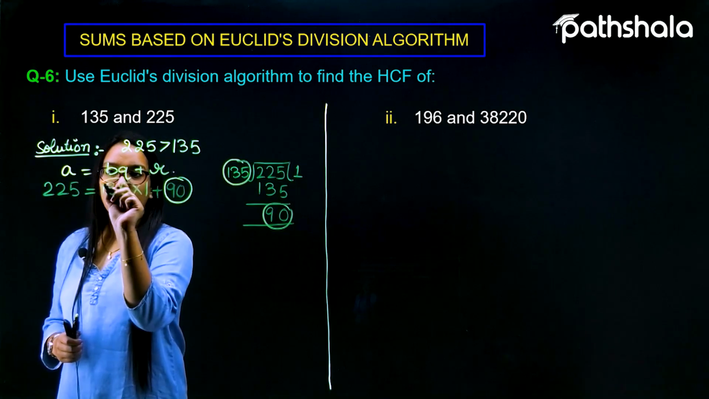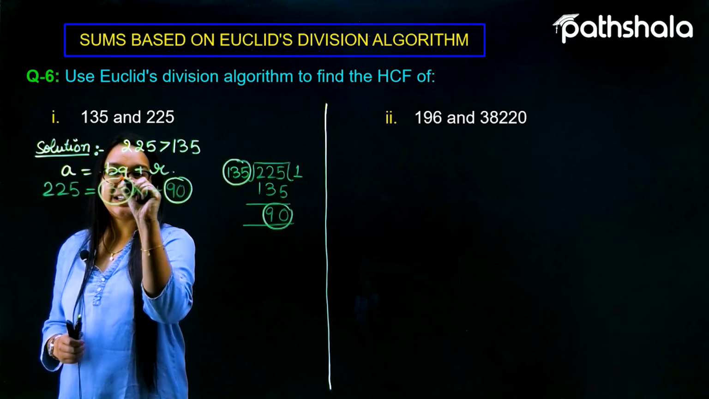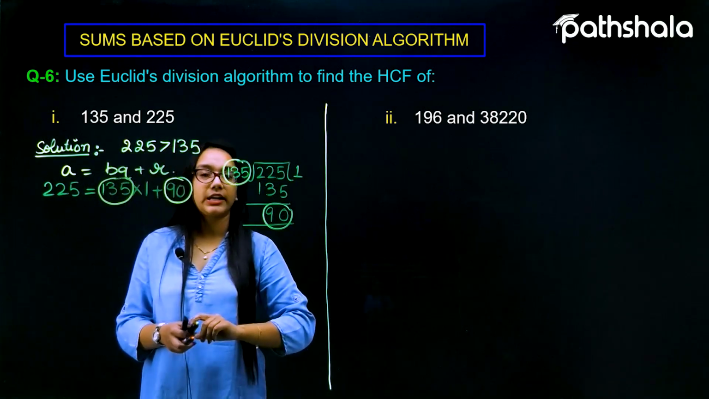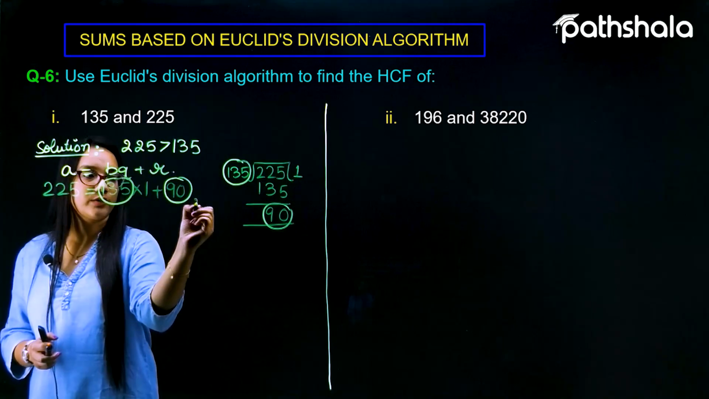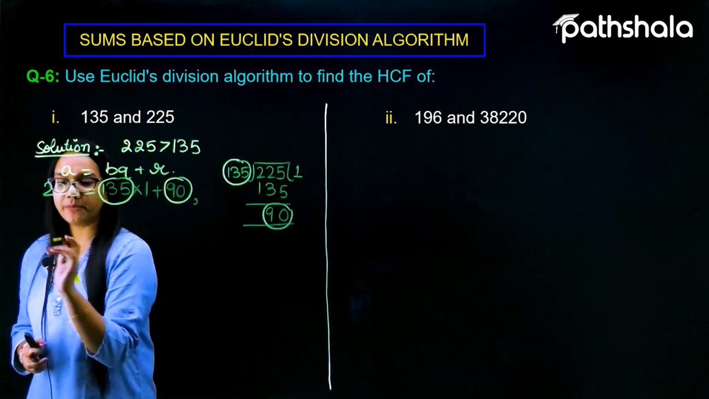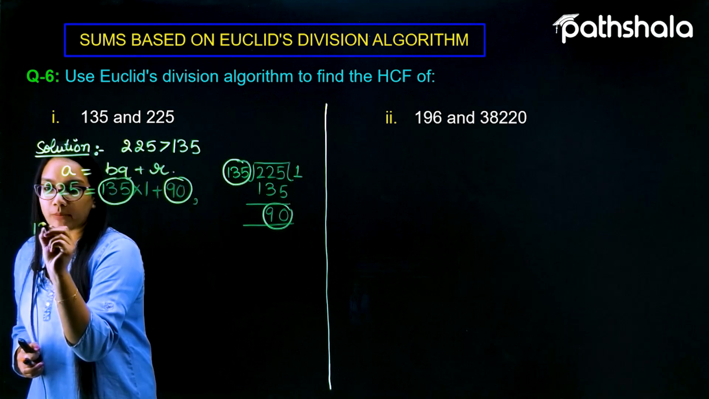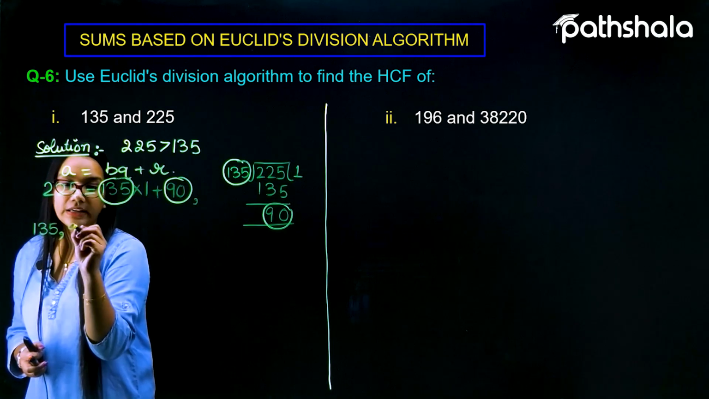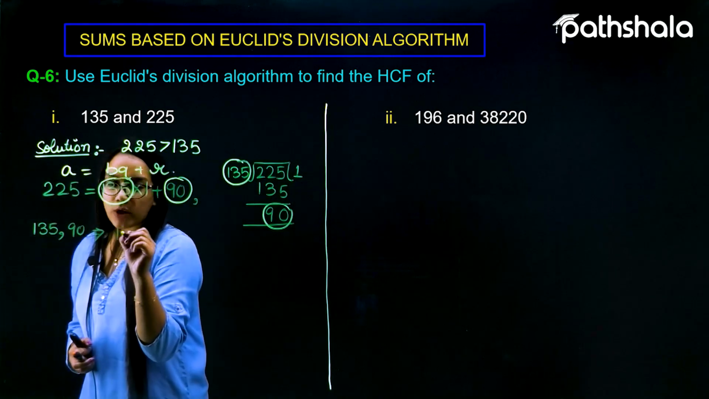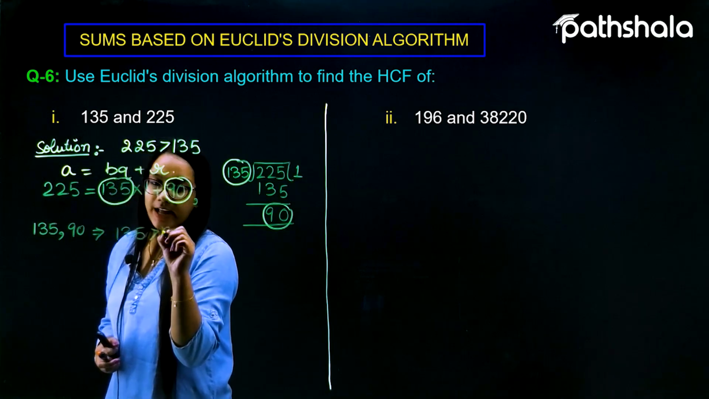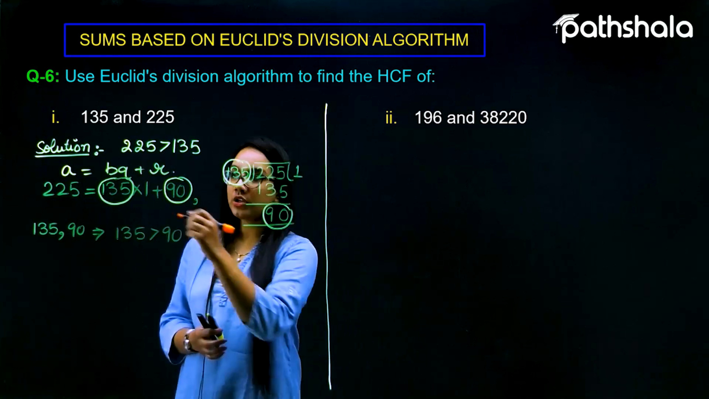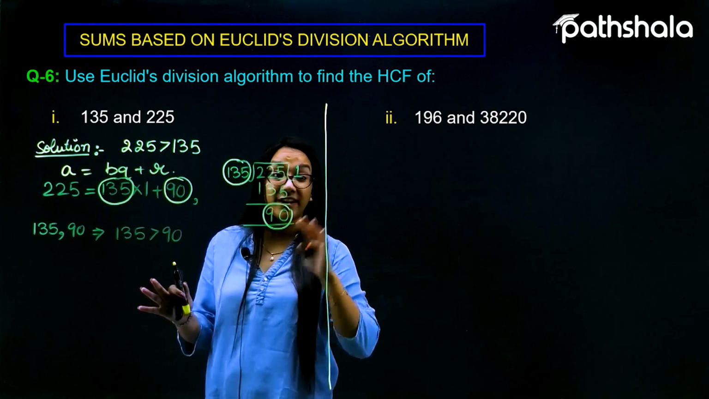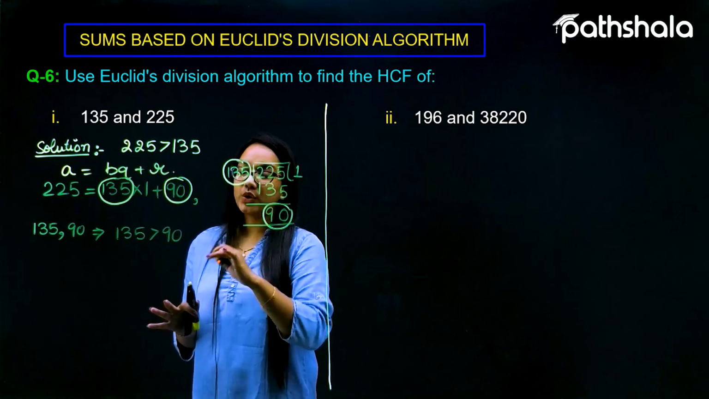So we have to take 135 and 90 again. So let's just start dividing these two numbers again. So as we know, let us suppose we are considering this as step number 1, and now we have two numbers as 135 and 90, and we do know that 135 is greater than 90. Now divide 135 and 90 again in the formation of A is equal to BQ plus R.